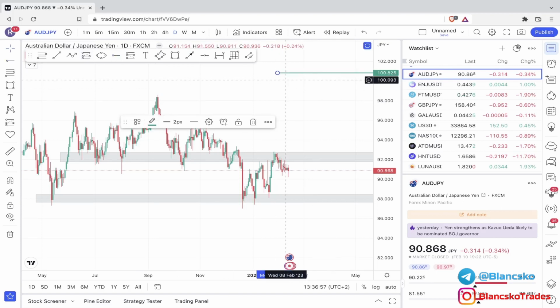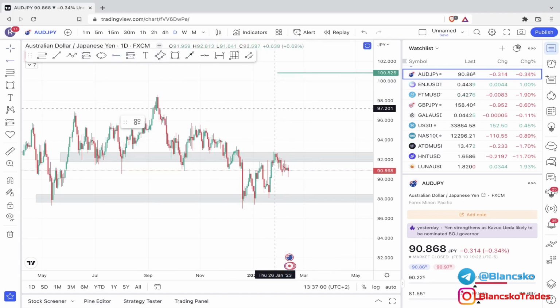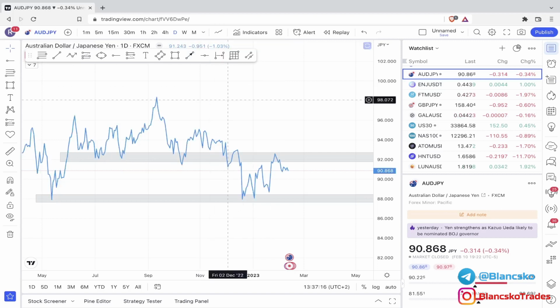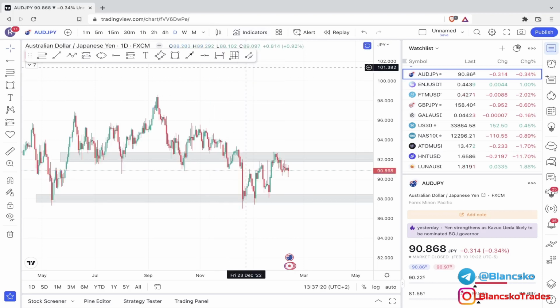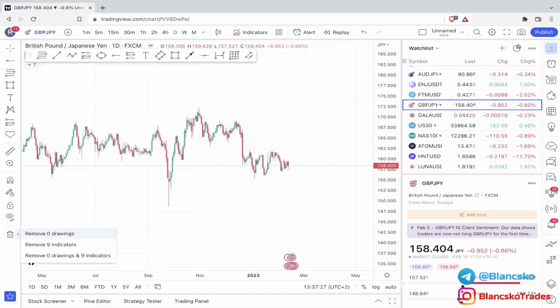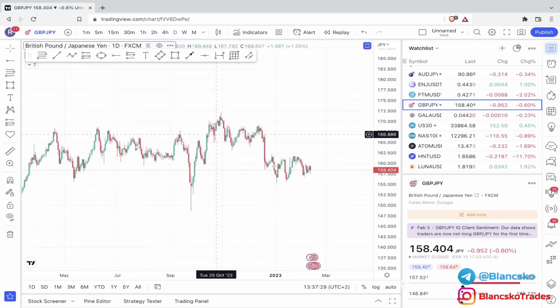Resistance is your roof and support is your floor. After that, you just go on the chart and you try to find these levels. As I said in the beginning, if you have a hard time reading support and resistance levels, just go ahead and enable the line chart. It's going to make things a lot easier for you. And then you can go back to the candles. Now, let's just go on GBP/JPY and do the exact same thing, just to have one more example before we end the video.